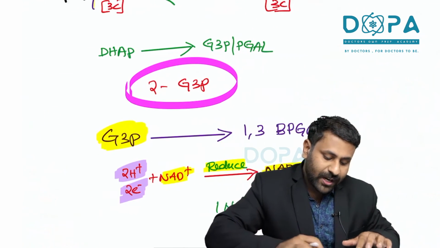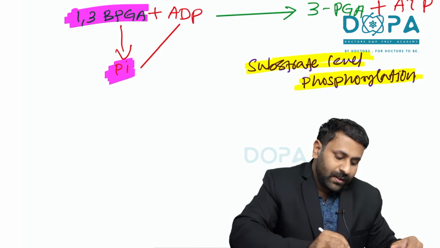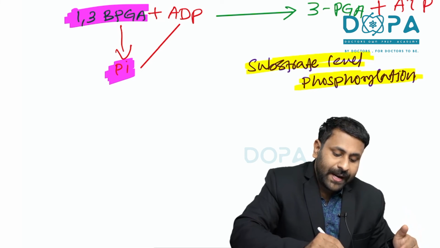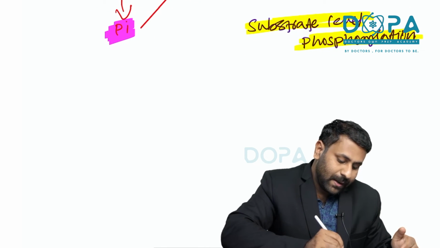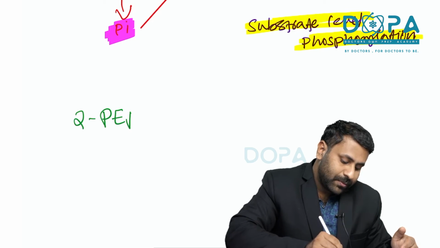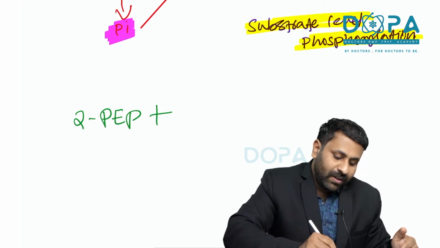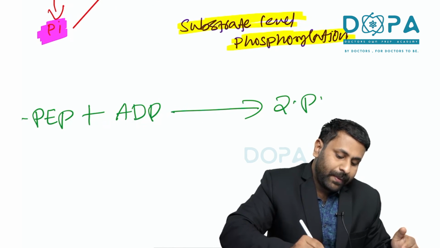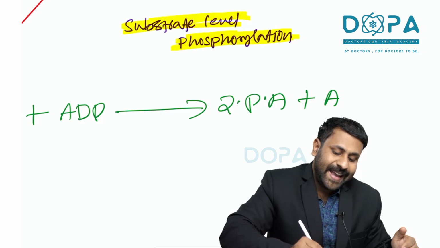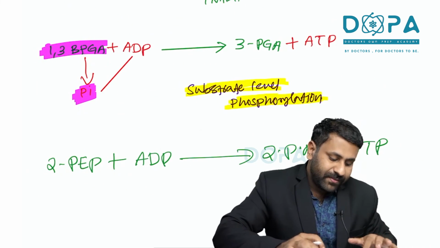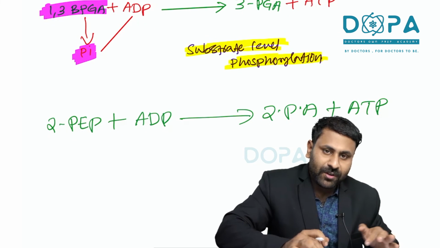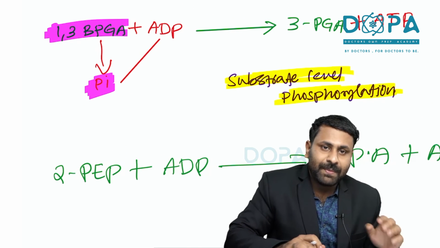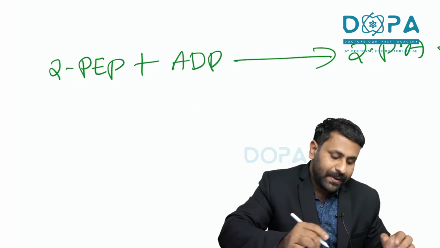You already discussed substrate level phosphorylation. In the earlier step, 1,3-BPGA is the substrate, which provides a phosphate group to ADP, forming ATP. Then in the 10th step, PEP is the substrate. PEP provides 1 phosphate group to ADP, forming pyruvic acid plus ATP. The same process is repeated here, but the substrate is changed.